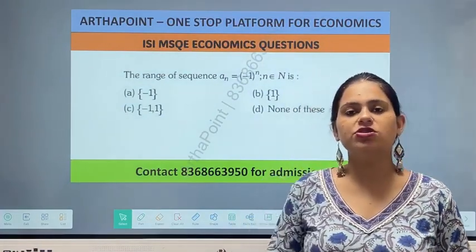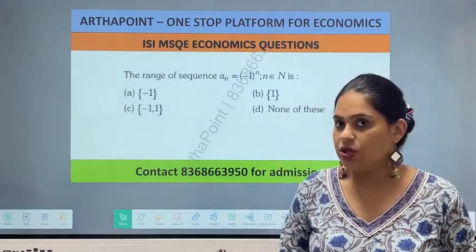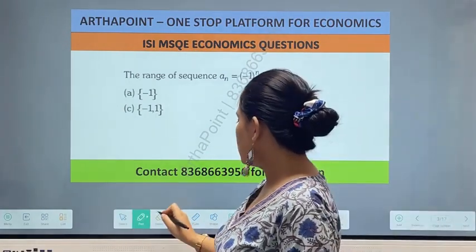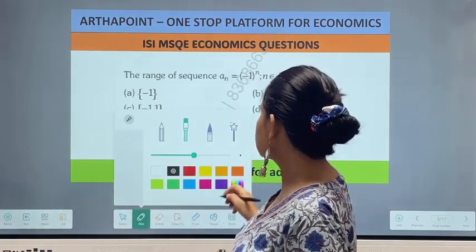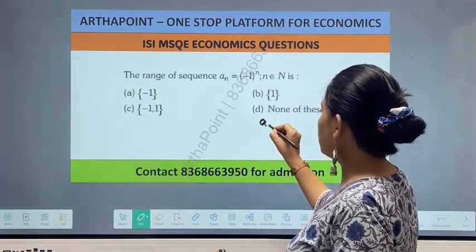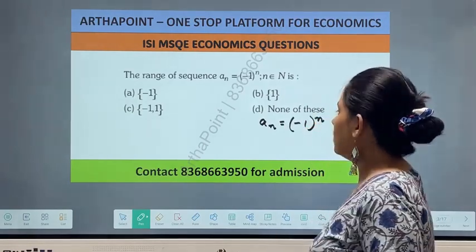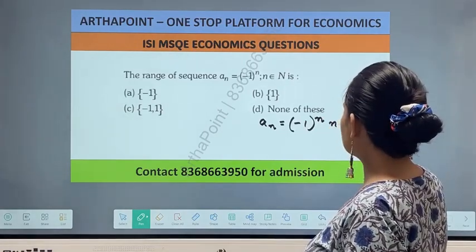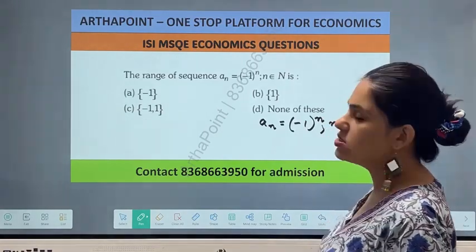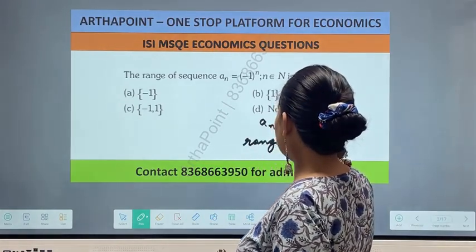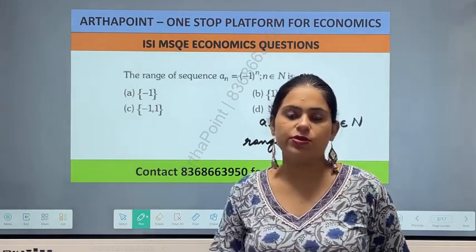The first question is this. You need to go ahead, and I have given you a sequence. The sequence given to you is a_n = (-1)^n, where n belongs to natural numbers. You need to go ahead and find the range of this sequence.